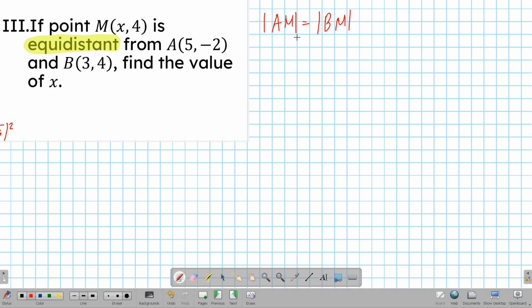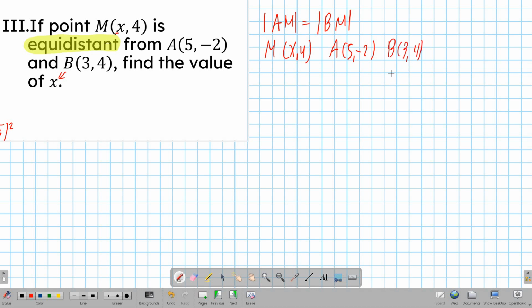Actually, dito mismo, pwede naman nating alamin yon. We can just simply place the formula in this equation since we are asked to find the value of x. So, therefore, we have those coordinates. Ay, try natin yan. Sulat lang natin dito na M has the coordinates x, 4. Then A is 5, negative 2. Then B is 3, 4.